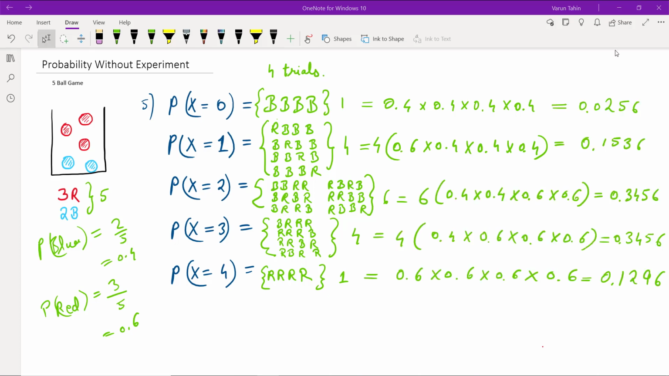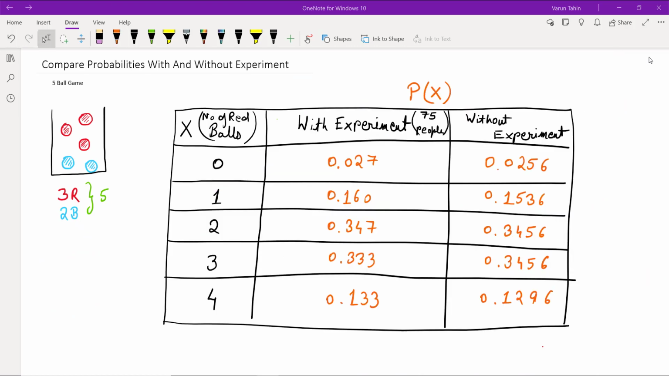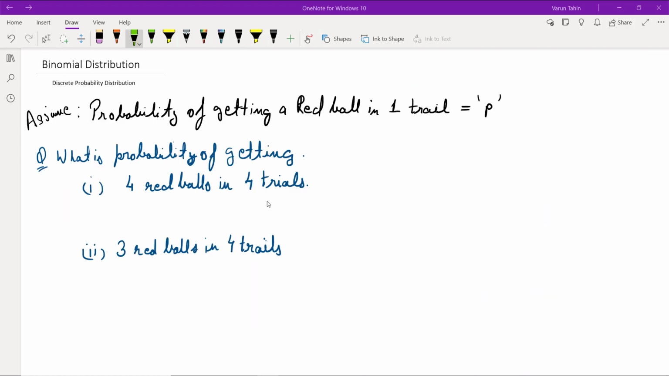Now when you calculate, you'll get these numbers, and now what we'll do is compare these values with the values we got by doing the experiment in the previous session. So guys, it is clearly visible that there is only a slight difference between the probabilities with the experiment and without the experiment, and that is only due to the small number of iterations done. If we do a larger number of iterations, it could match real-time results. Now let's move on to binomial distribution.